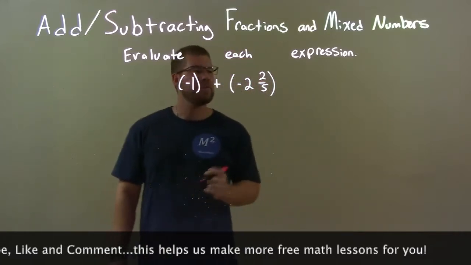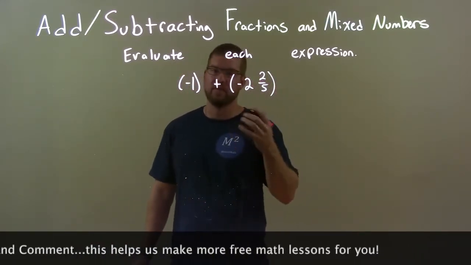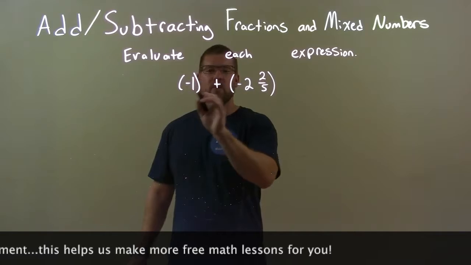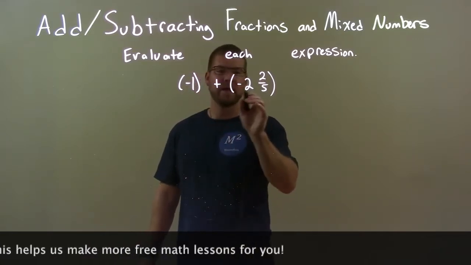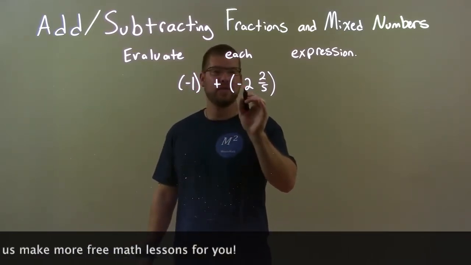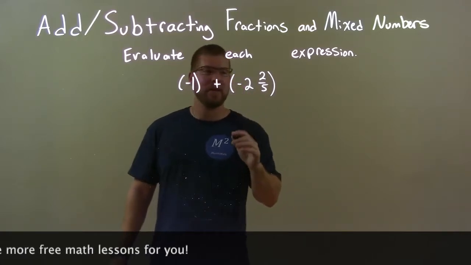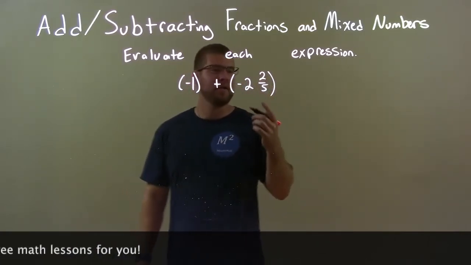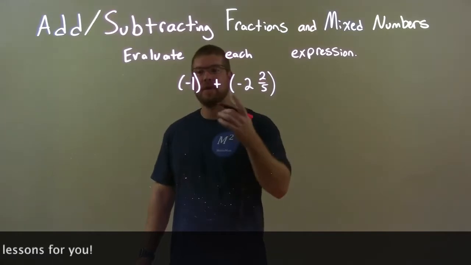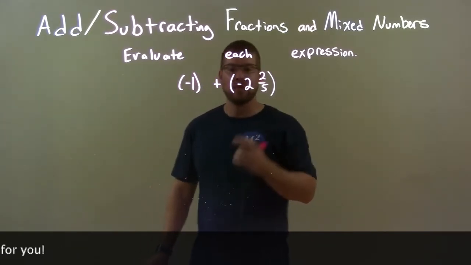That's almost like negative 2 plus 2/5, right? That's really kind of what it is. But since we have our whole numbers here, what we can do is quickly add these two together. If you think of it as negative 2.4 plus a negative 1 is negative 3.4, right? So that's really what we're going to do here.